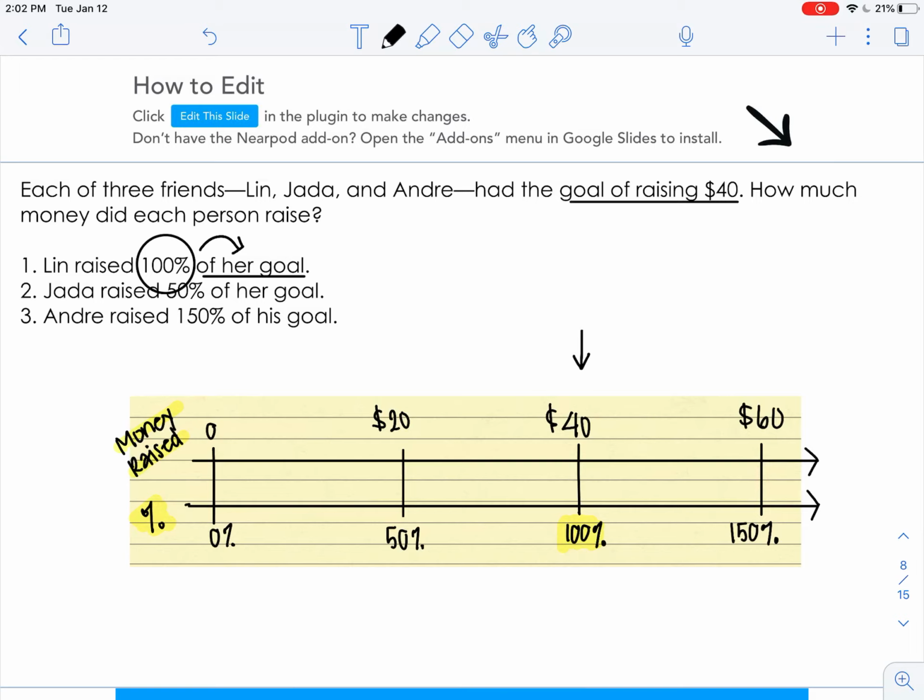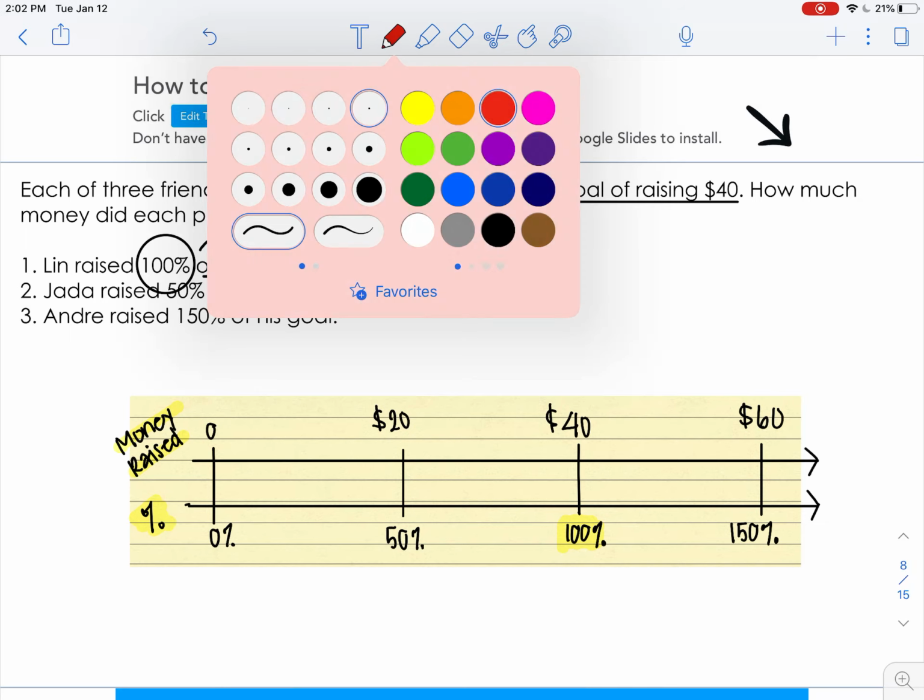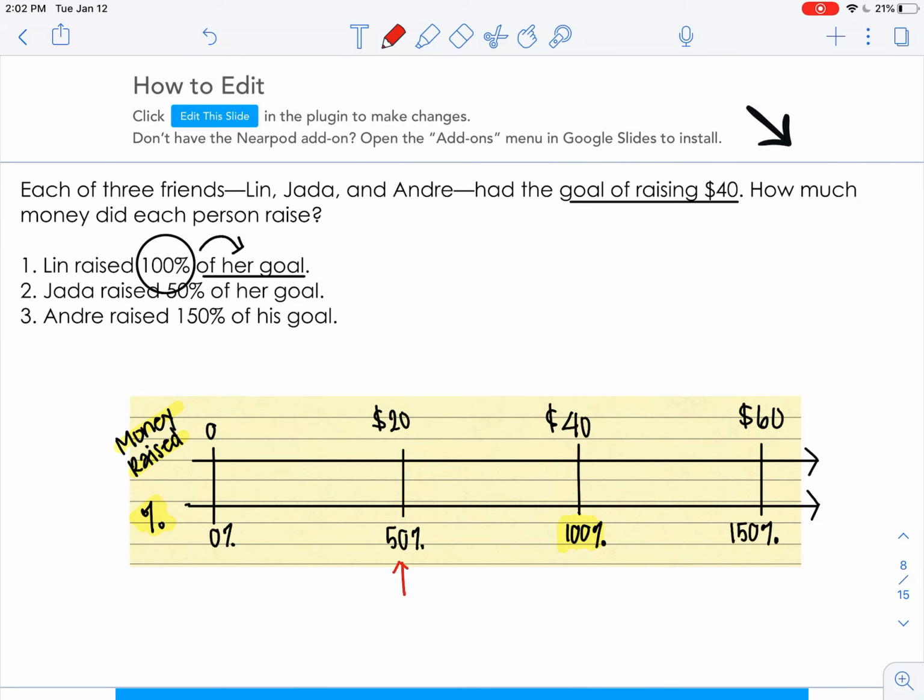Now, if I know that 100% of the goal is $40, and I split that 100% in half so that I ended up here at 50%, I will also be splitting my $40 in half. Just like with any double number line, we want to make sure that every space represents an equal amount. Plus 50% and plus 50%. We split it in half. And then you can see on the number line above, we're adding $20 and $20. So we know that 50% is $20.